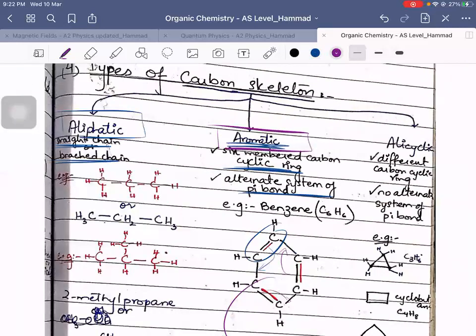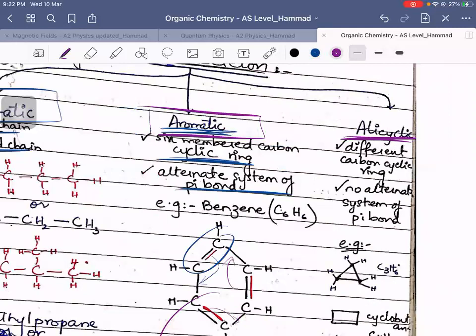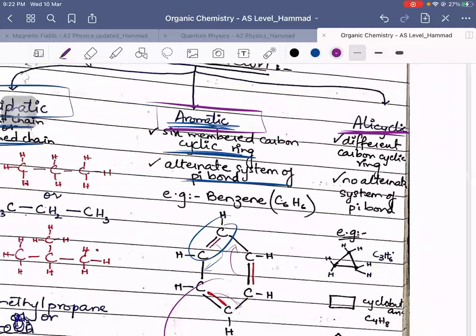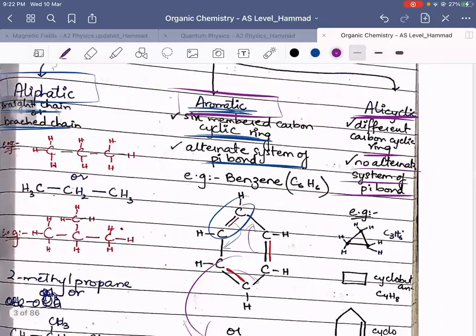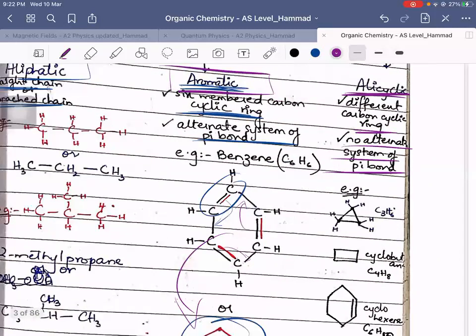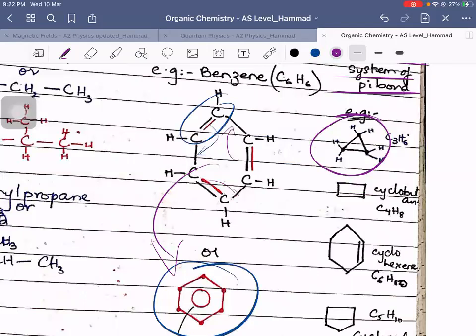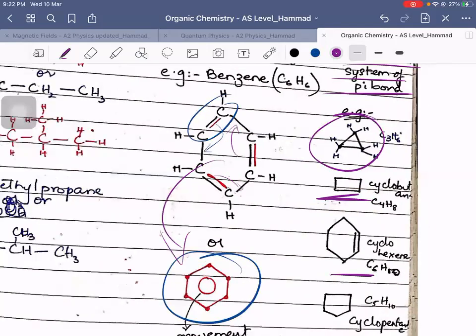Next comes the alicyclic chain. Different carbon cyclic chains, there are no alternate system of pi bonds. There's a difference. If you had a 3 carbon structure, that would make a triangle. A 4 carbon would make a rectangle or a square, and so on.